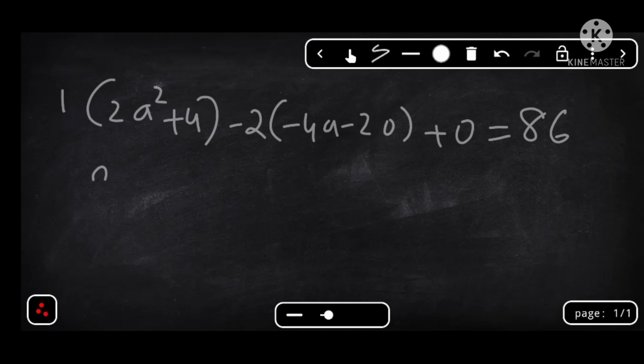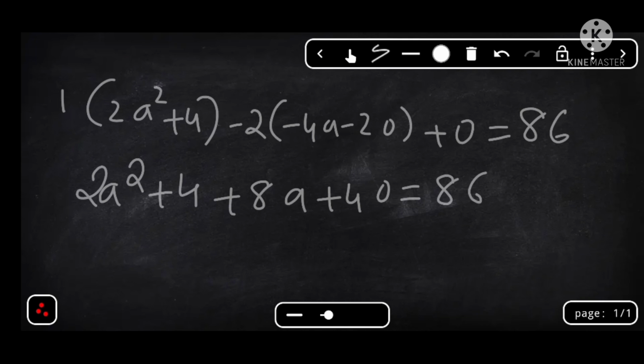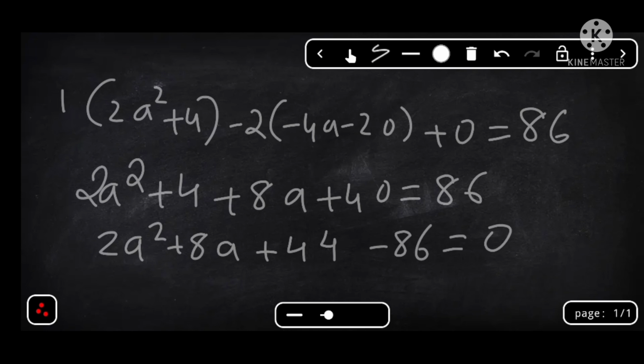Now from this, 2a square plus 4 plus 8a plus 40 equal to 86. So 2a square plus 8a plus 44 minus 86 equal to 0. If we take 2 as common from this, it is going to be a square plus 4a minus 21 equal to 0. Fine.